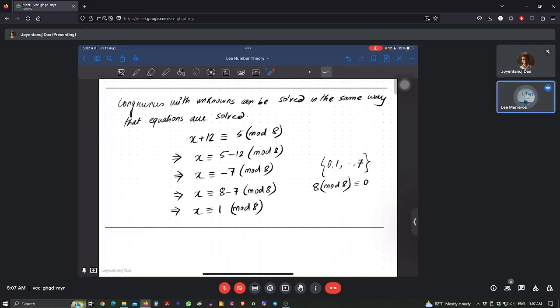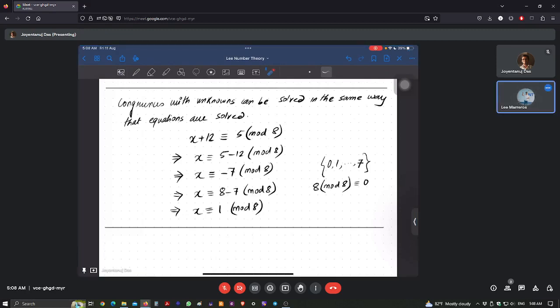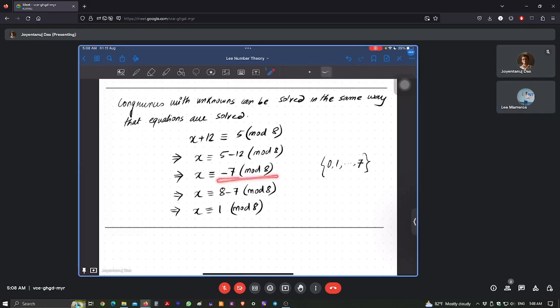So when you say 0, 1 to 7, what is that? So these are the possible remainders in modulo 8. This is the class of possible remainders. But the minus 7 mod 8, you're saying, is the same as saying x equals 1 mod 8. Yes, negative 7 mod 8 is equivalent to 1 mod 8.